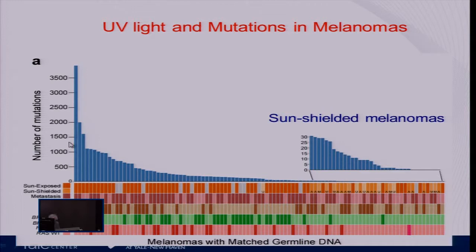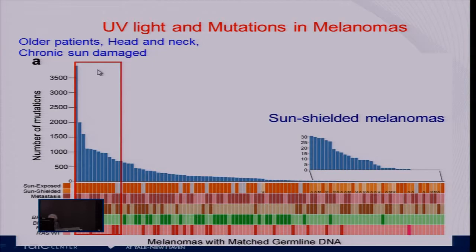Now, what is characteristic here? So this peak of melanomas that have a very high number of mutations, what's characteristic for them is, one, they don't have BRAF mutation. They are free of any BRAF mutation. Two, they essentially came from older patients, from melanoma that was in the head or neck, and from patients that experienced chronic sun damage. So that already tells you, and I'll show you again another evidence, that all the talk about UV light is for real. The changes are induced in the melanoma cells as you expose yourself to UV light.